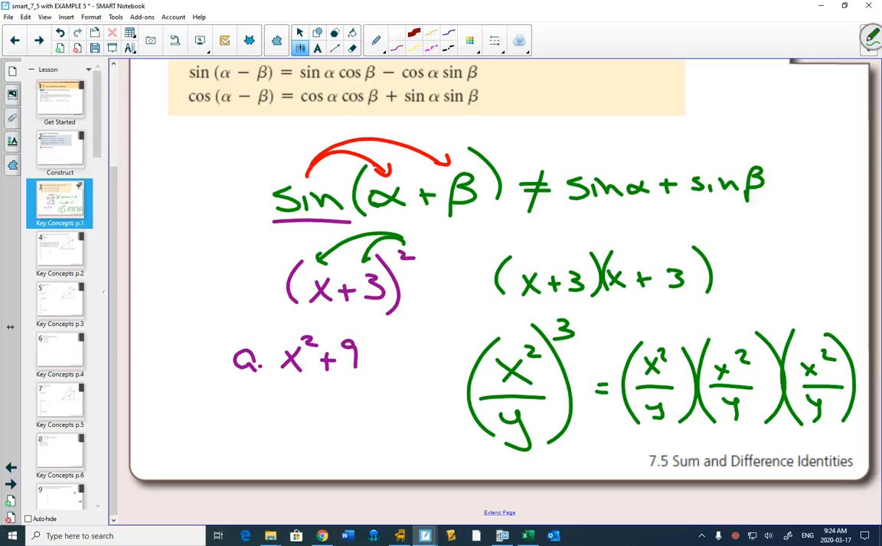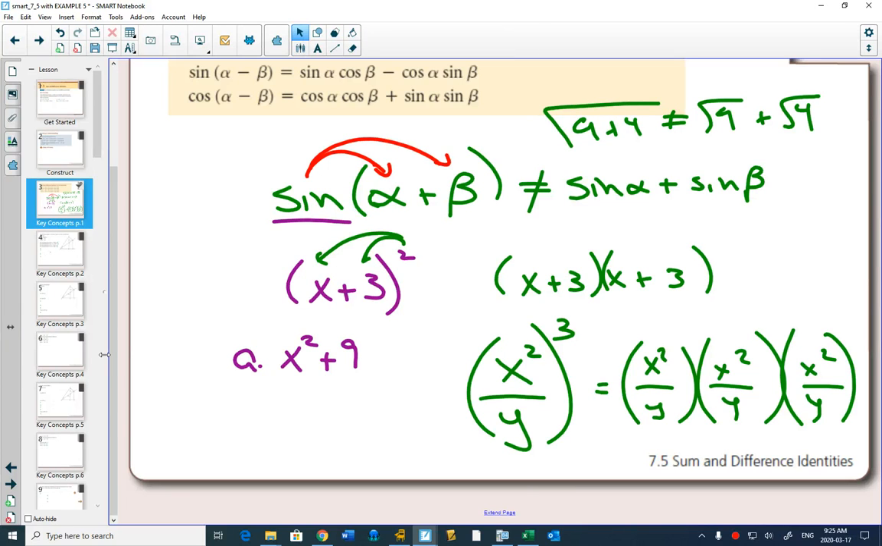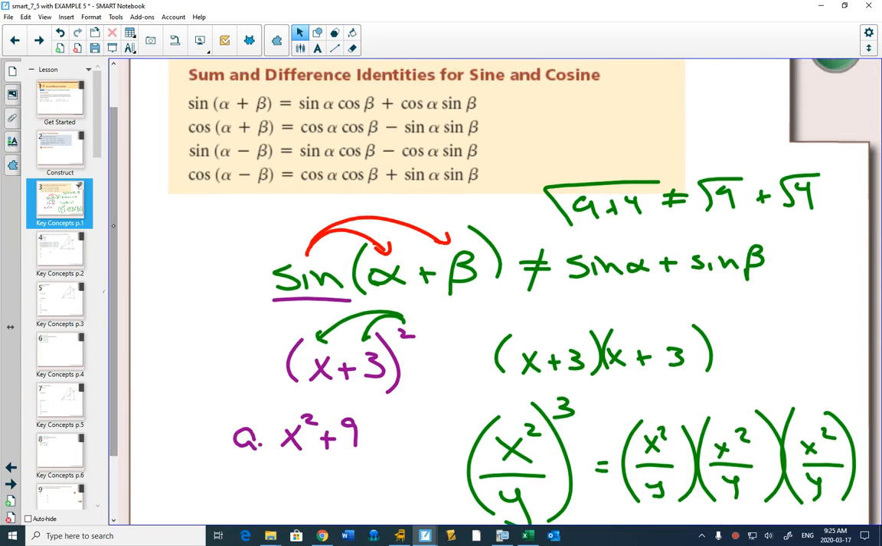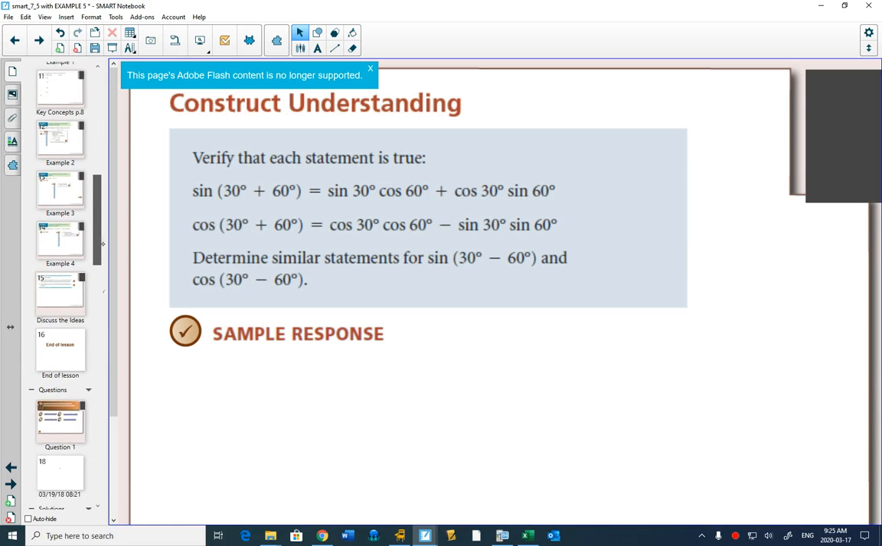Okay? But you can't do this, right? Square root of 9 plus 4 is not equal to the square root of 9 plus the square root of 4. That's the idea of people want to do that. They want to distribute. So you have to be careful that you're not distributing functions. And so in this case, we have a special rule for what happens in a function. So the first question we're going to do is actually number 2. We're going to do example number 2 first.